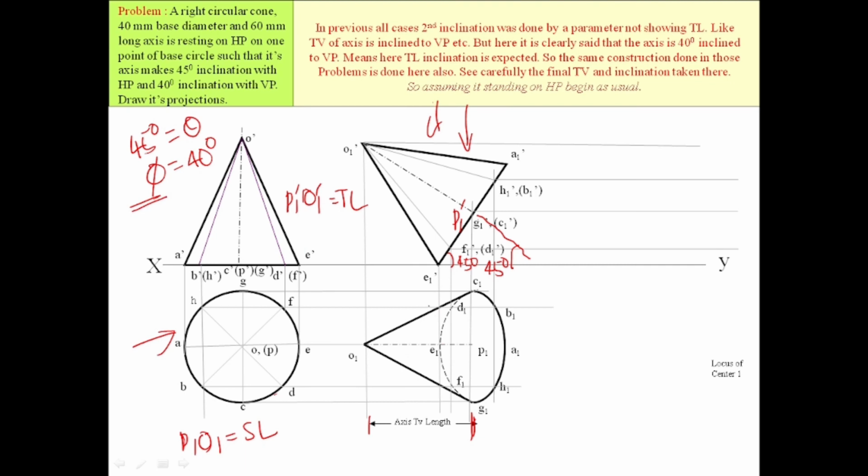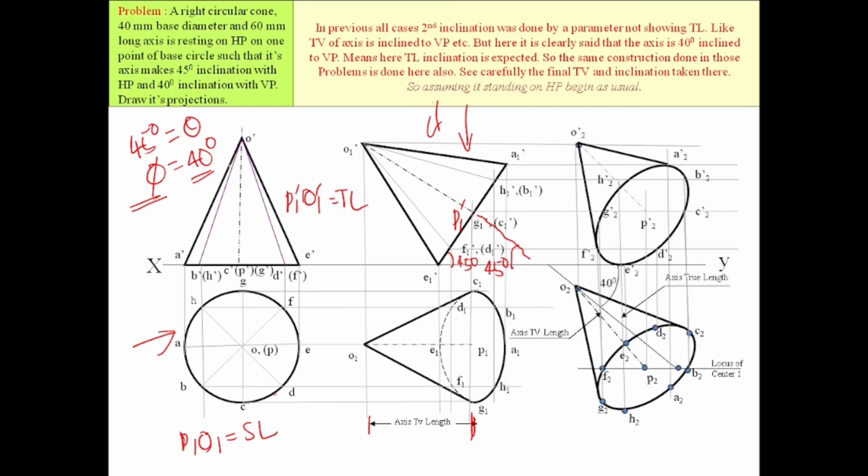We can't tilt this top view in such a way that the top view of the axis makes an angle of 40 degree with the XY line. That is the wrong procedure. Then first we can represent the locus of the axis point.